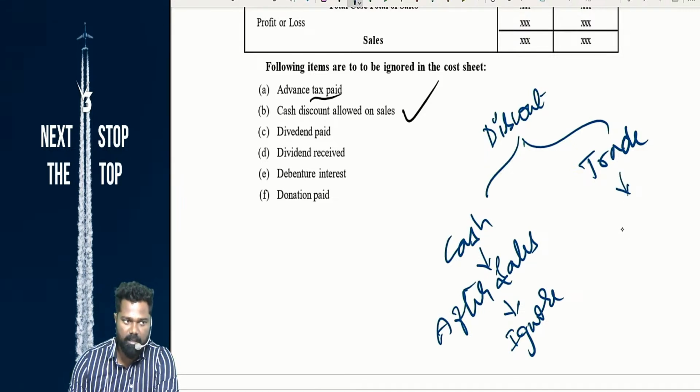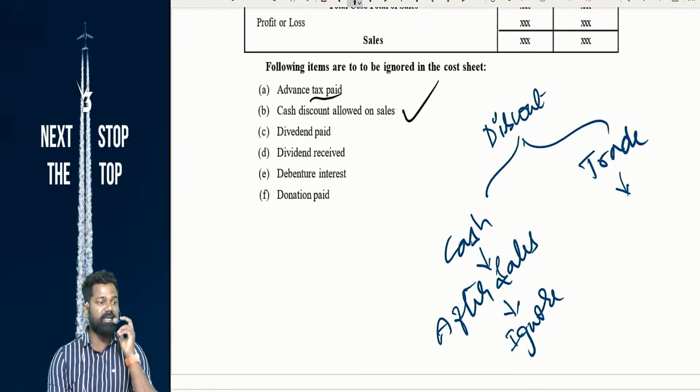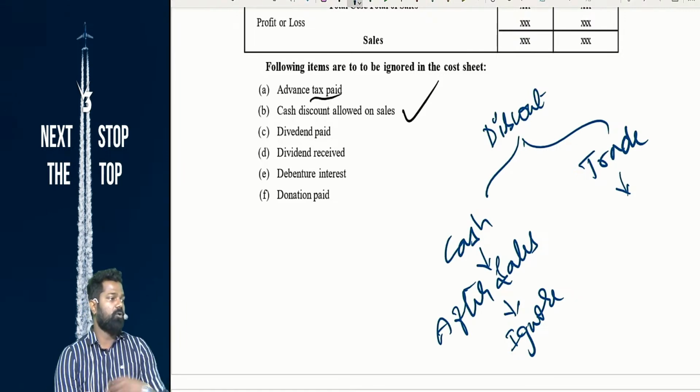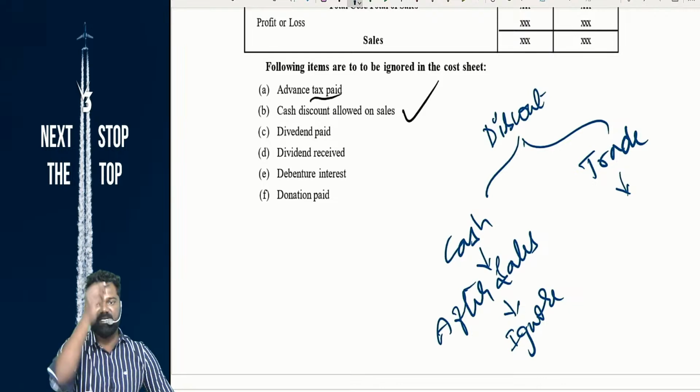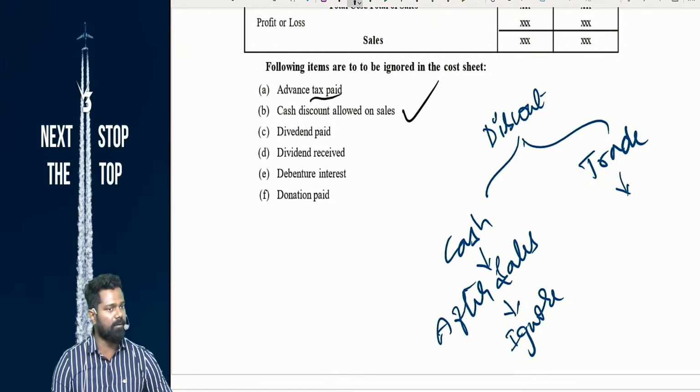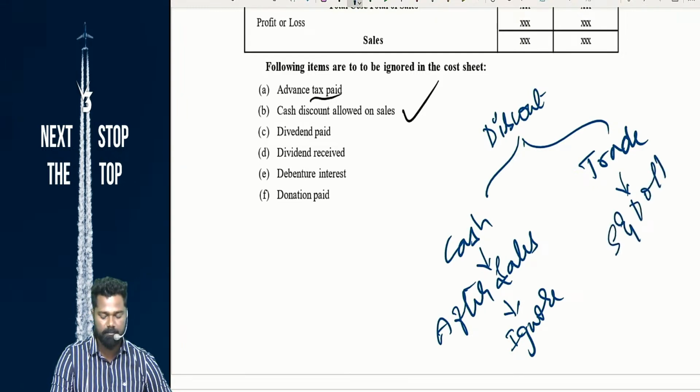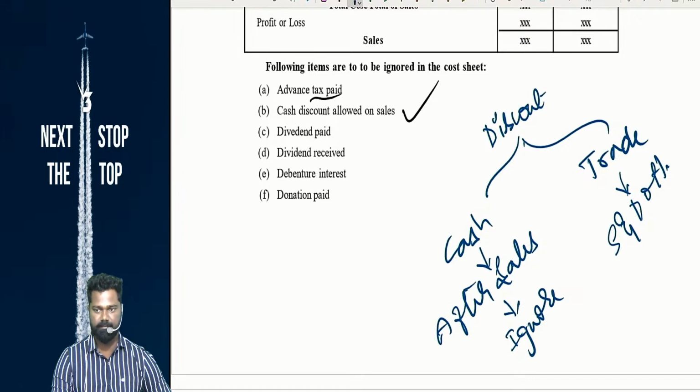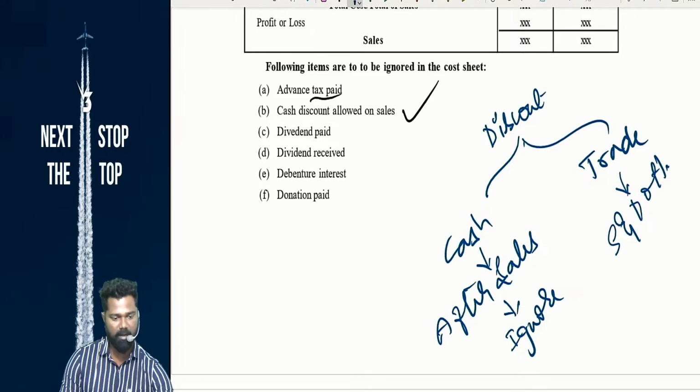Should be considered or not? Yes. Why is trade discount? What is the reason behind trade discount? To promote sales. ज़्यादा sales करने के लिए whatever we give is nothing but trade discount. Should be considered or not? Yes. Under what head? Selling and distribution overheads. Clear? Okay. Next, dividend paid should be considered, should be ignored. Dividend paid, dividend received or financial items should be ignored.